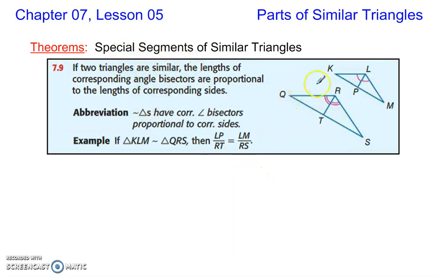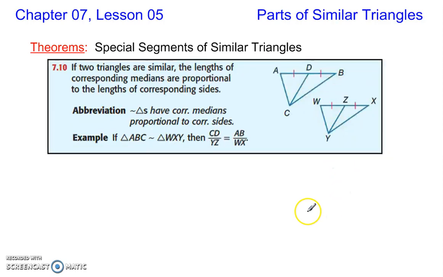Then we have angle bisectors. Remember, an angle bisector is one that splits the angle into two congruent angles. So the two angle bisectors are proportional to each other also. For example, LP to RT would be proportional to LM to ST if the two triangles are similar.